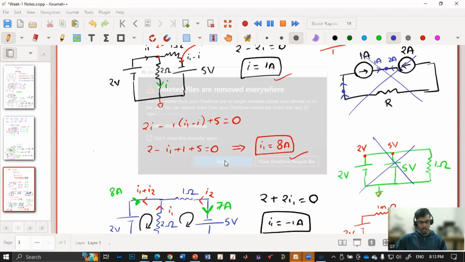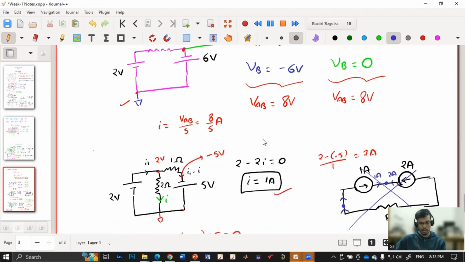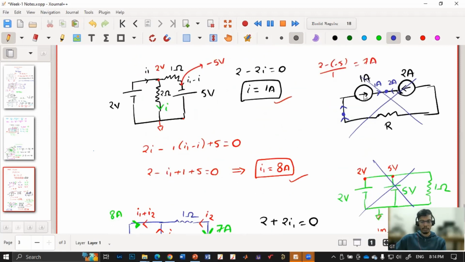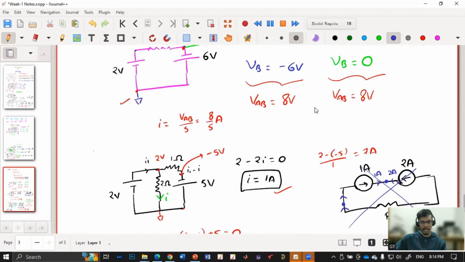Sir, I have a last doubt. Sir, any example of current source? Okay, one at a time. Yes. So you are asking me an example of current source. Actually, at this point of time, it would be difficult.